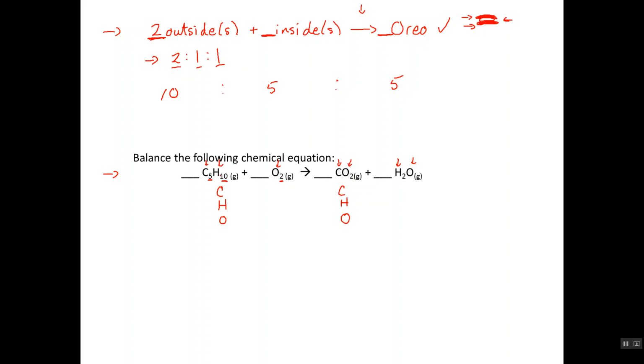So this C5H10 is actually an organic compound called pentene, just in case you wanted to know. It's a hydrocarbon, and it's made up of 5 carbons and 10 hydrogens. And so right now, on the left-hand side of the equation, I have 5 carbons, I have 10 hydrogens, and I have 2 oxygens.